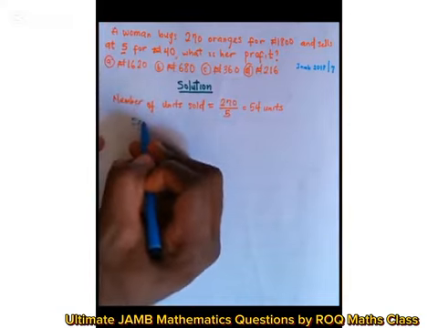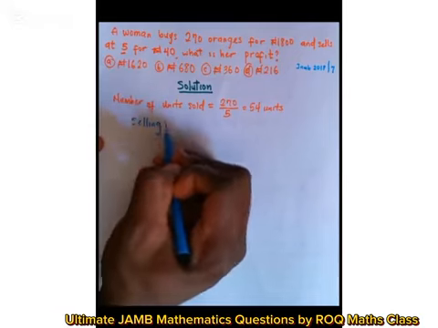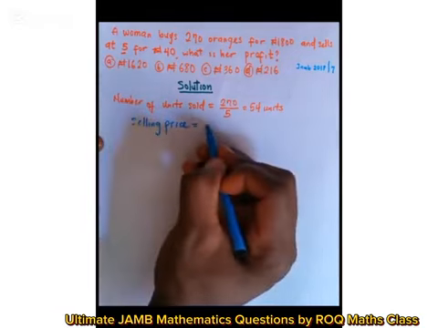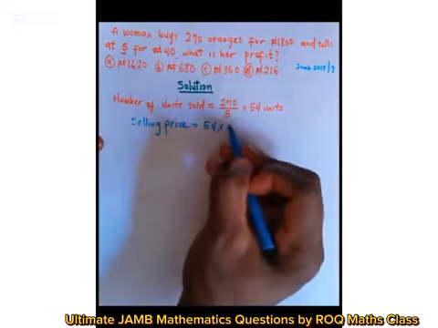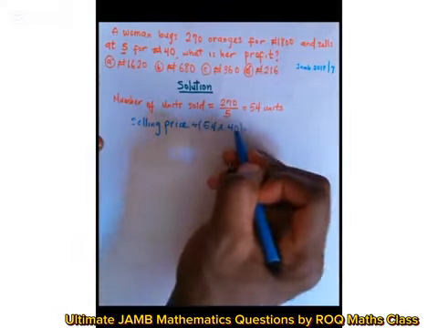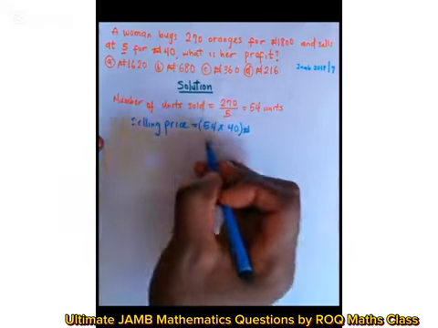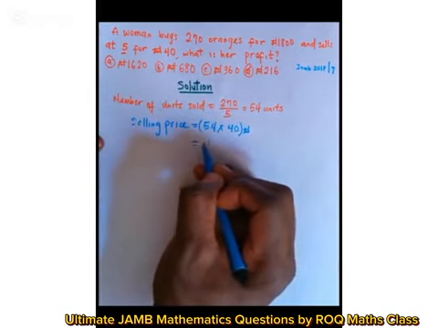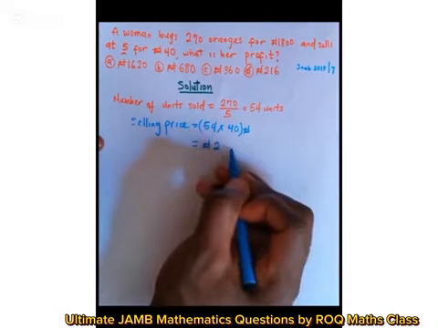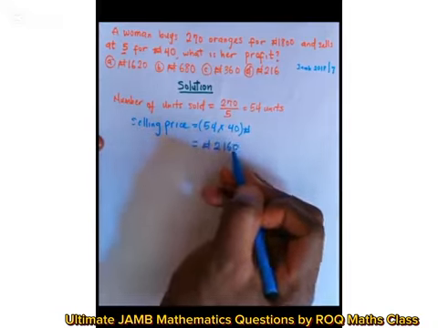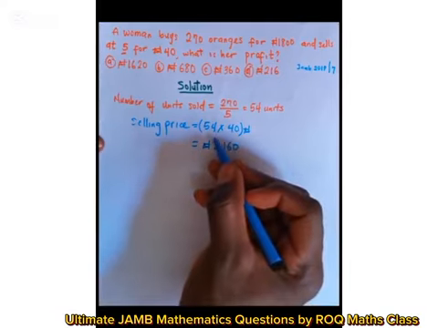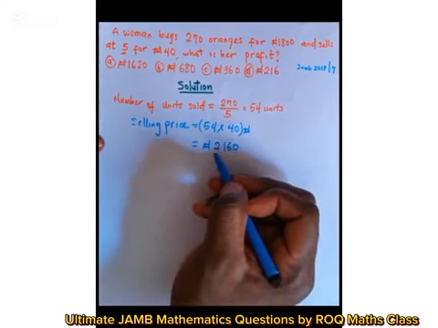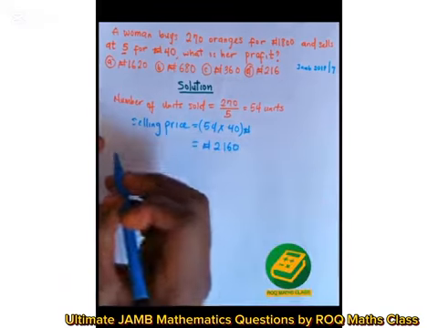Then the selling price now is equal to 54 times 40 naira. And put my naira outside here. This same thing as we are going to have 2,160 naira. So 54 units cost how much? 2,160 naira. Good. Now our profit.